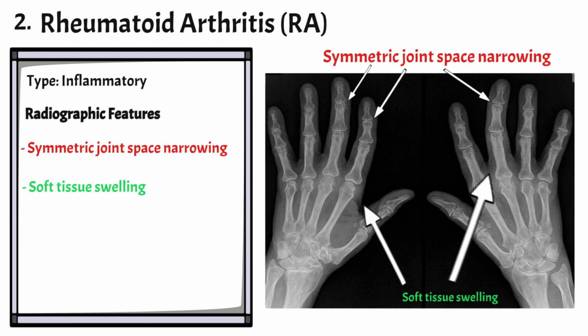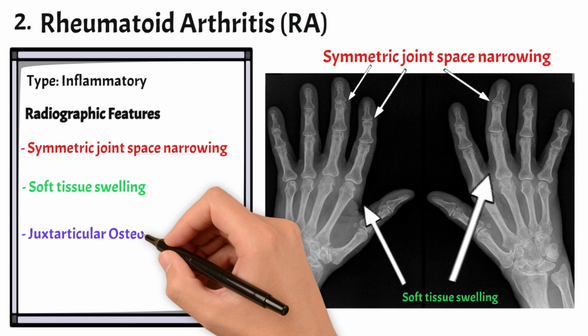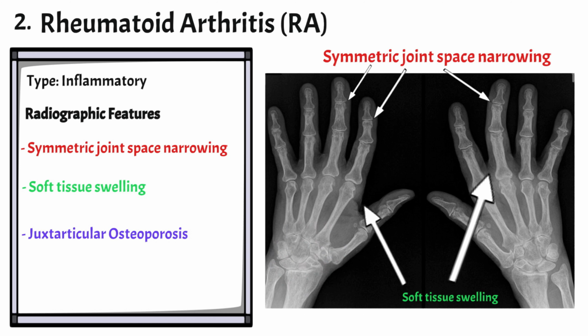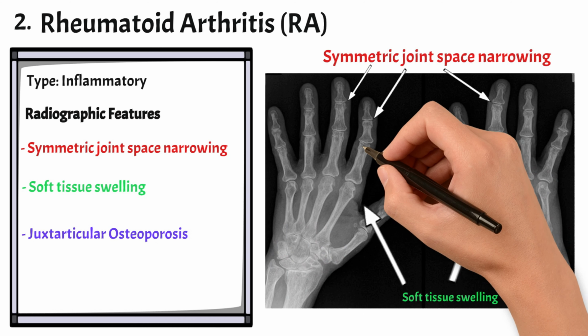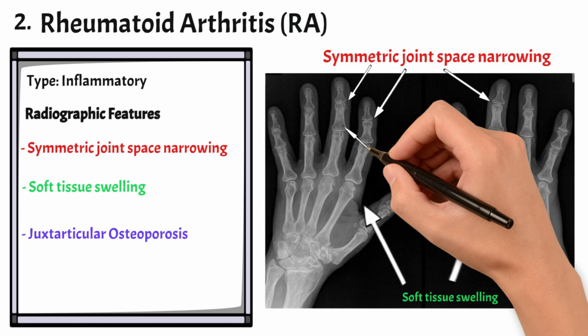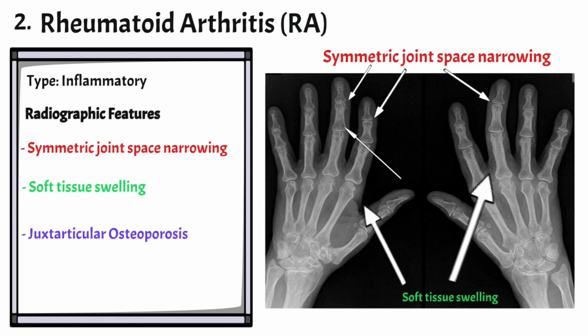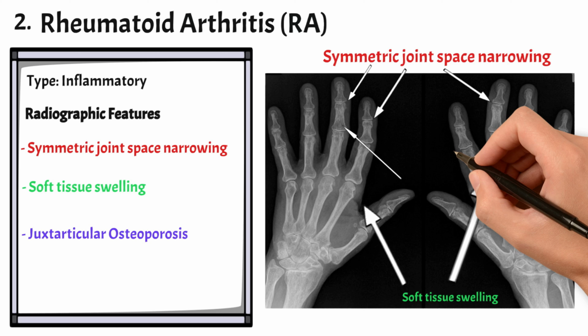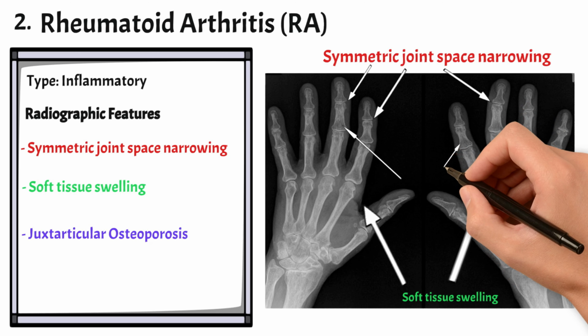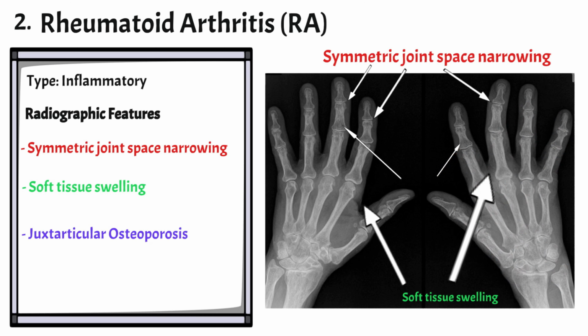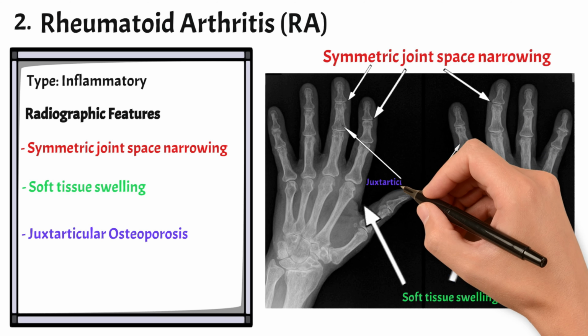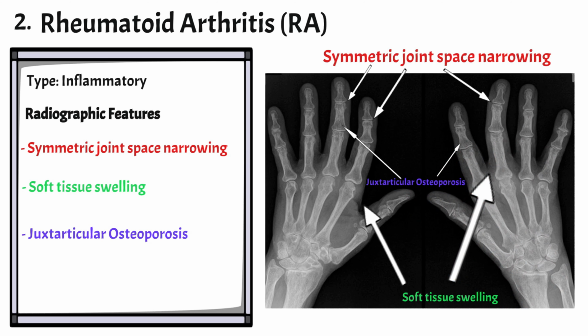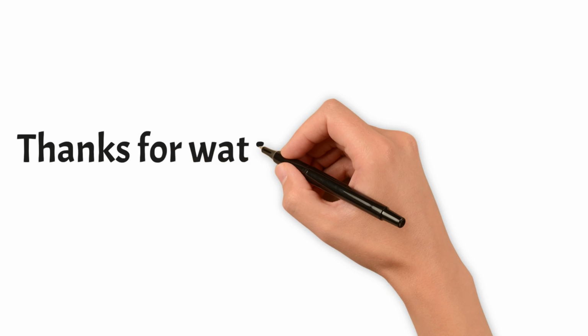Our final RA feature is juxta-articular osteoporosis. Osteoporosis is a term used to describe demineralized bone. RA is one of the only arthritic changes that will demonstrate osteoporosis. On this radiograph, we can see lytic appearances of darkness on both hands. This means that these areas of bone are demineralized in comparison to the other areas which are more white.